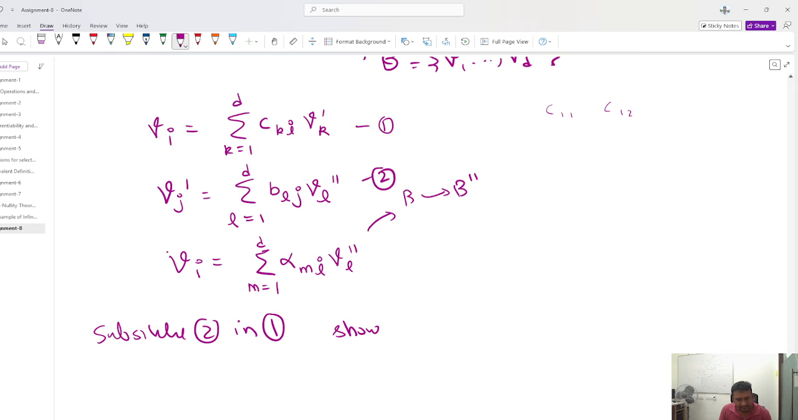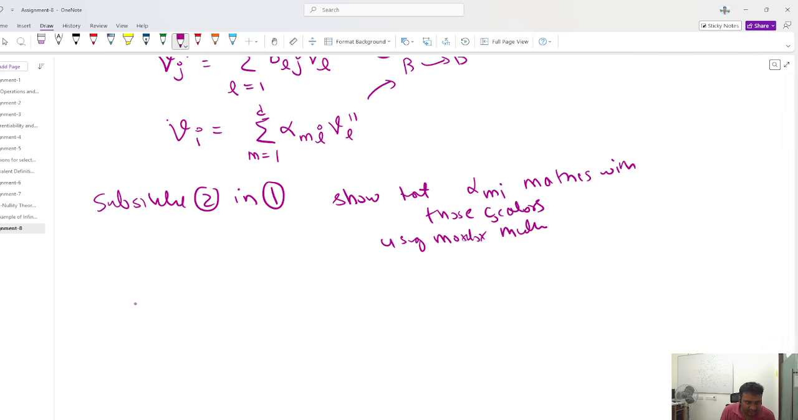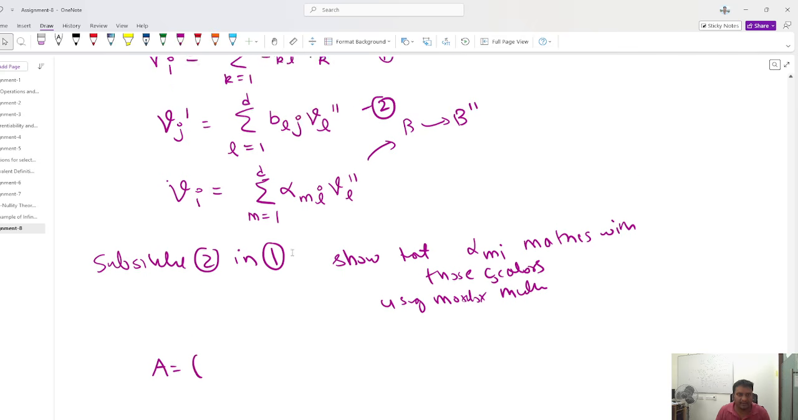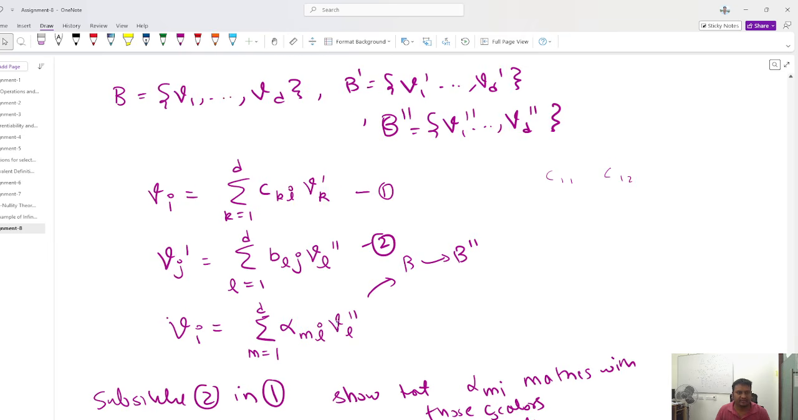Show that alpha m i matches with those scalars using matrix multiplication. What I mean is, if you look at A, what will be the A matrix? The A matrix will be C i k, right? This is the A matrix.